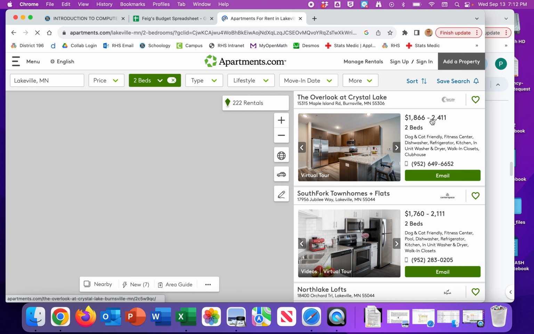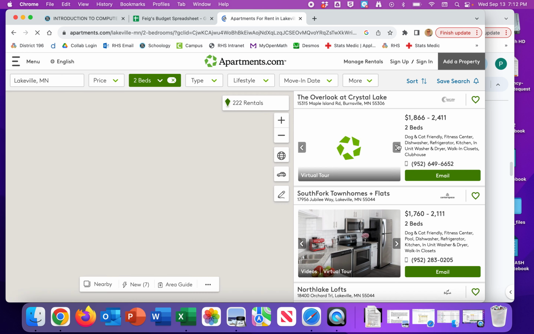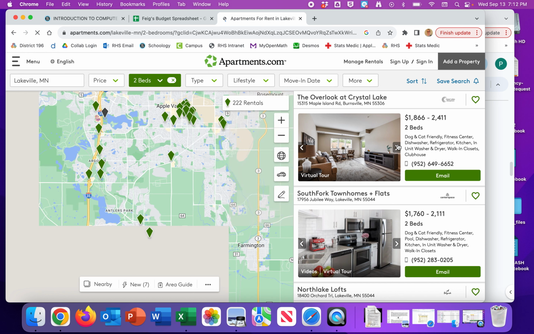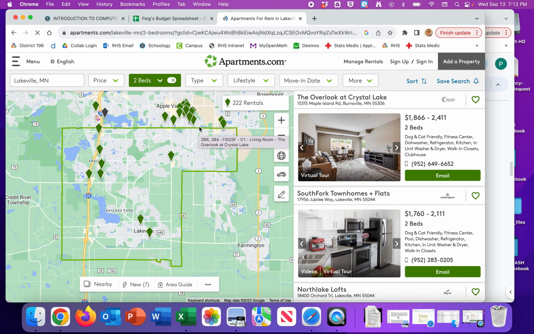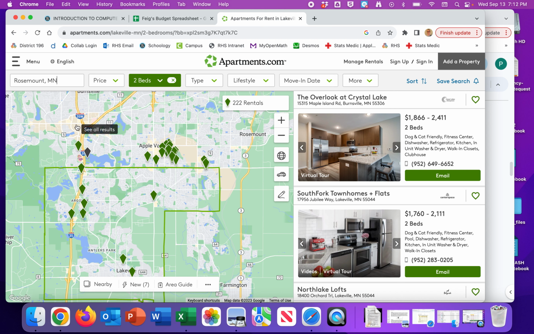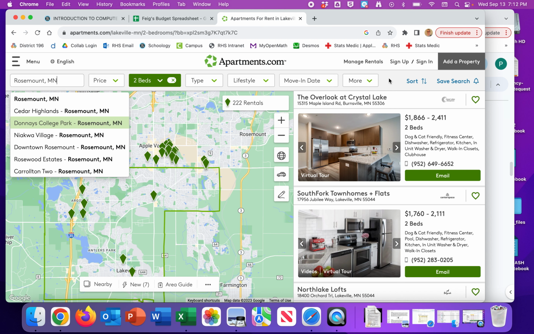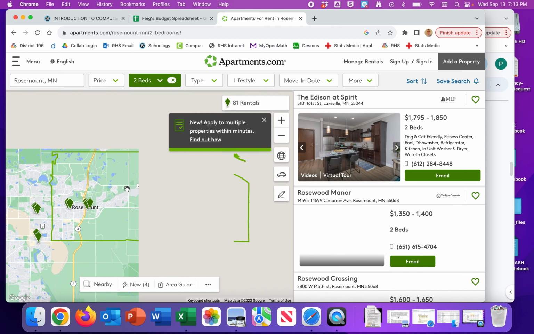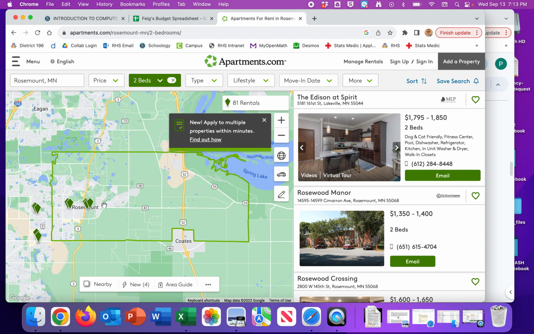See what comes up once I click in here. Here you go. You see the prices, you see the pictures. You can kind of have fun with this, right? Oh, there's the map of Lakeville. I wonder if I could just change it. Here, let's just change it to Rosemount, Minnesota. Oh, there we go. Now we got apartments in Rosemount.